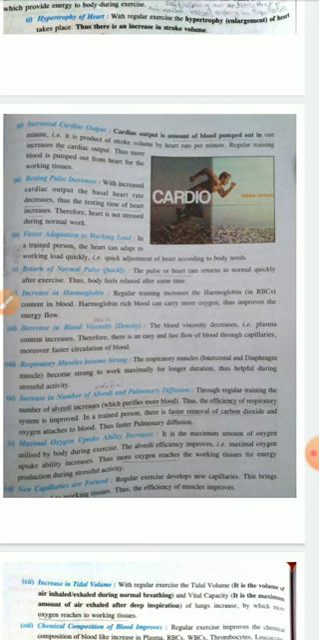Decrease in blood viscosity means decrease in blood density. The blood viscosity decreases, blood density decreases. Therefore, there is an easy and fast flow of blood through the capillaries. Moreover, there is faster circulation of blood.